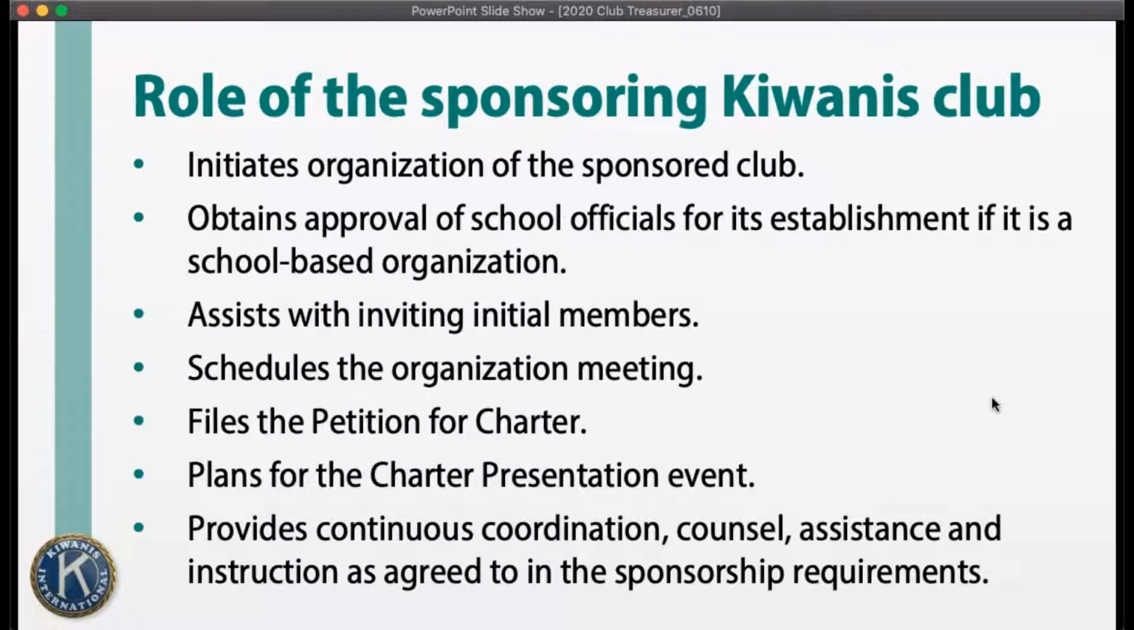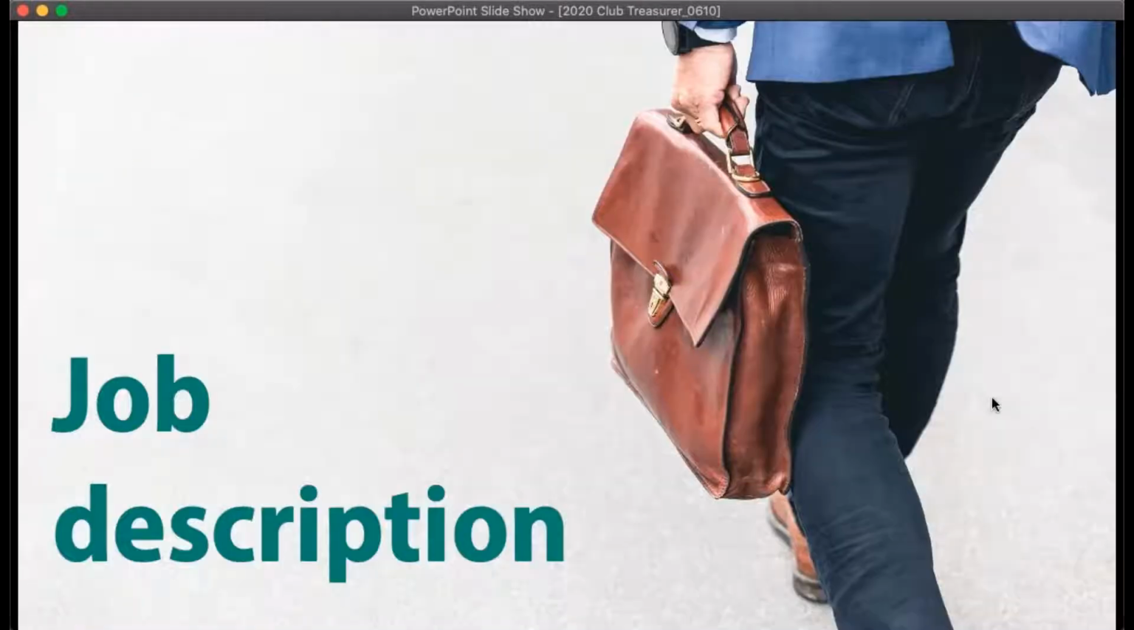In a very brief and very high-level overview, that's kind of what our organization is. We're here to support the children of our communities in a myriad of different ways. And your role as a club treasurer plays an integral role in making all of these pieces work.